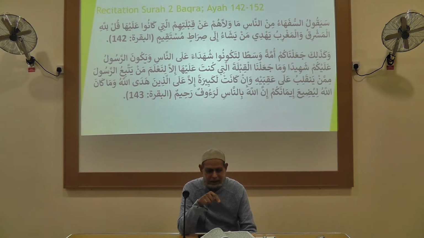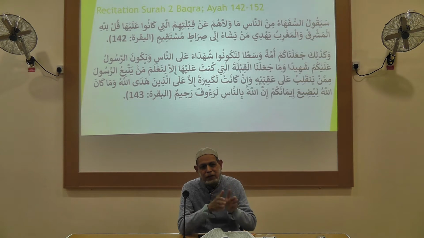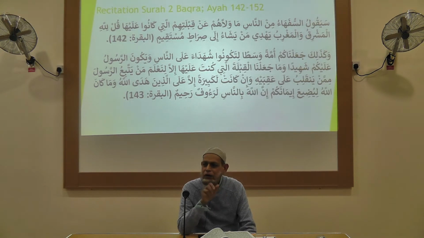And also there is a hidden message here. Try to avoid ghulu in deen. Try to avoid going into extremes. Have a straight path which is balanced. Rasulullah said that if a thing is to be performed, and if there is a choice to go through hardship or to perform it easily, I will choose to perform it with ease. Because Allah subhanahu wa ta'ala does not want us to go through difficulties.